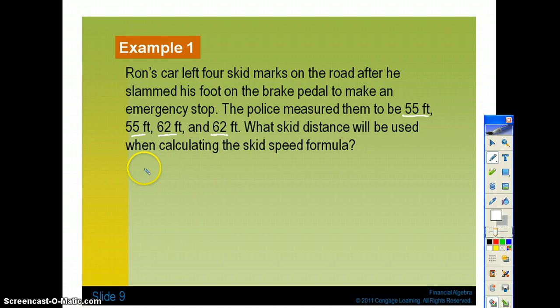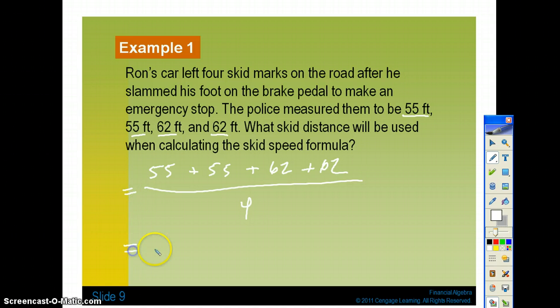So in this case, what we would want to do is find the average. So we're going to take 55 plus 55 plus 62 plus 62 and divide that all by 4. And so when we find the average of this, the skid distance that will be used when calculating this skid speed formula would be 58.5 feet. All right, so it's as simple as that. Since there's 4 different measurements, we'll add the 4 numbers up and then divide by 4.